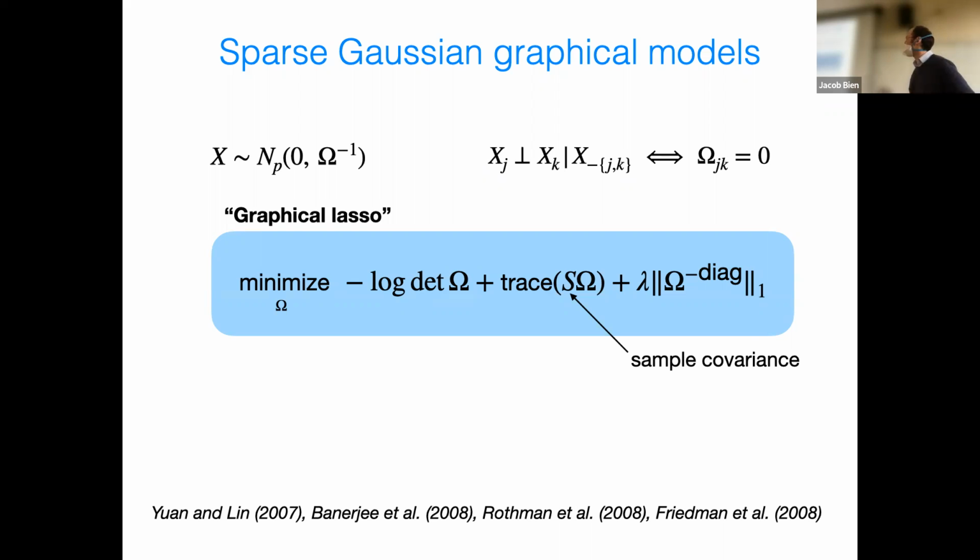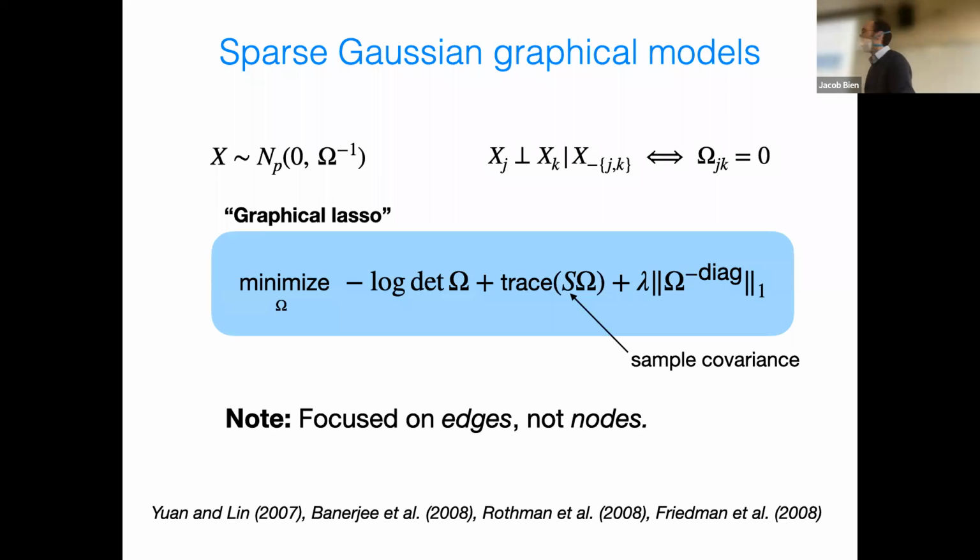And this has been done for a long time now. The graphical lasso is one of the most popular methods for doing it. Basically, you take the log likelihood and then you put an L1 penalty on this inverse covariance matrix, omega.